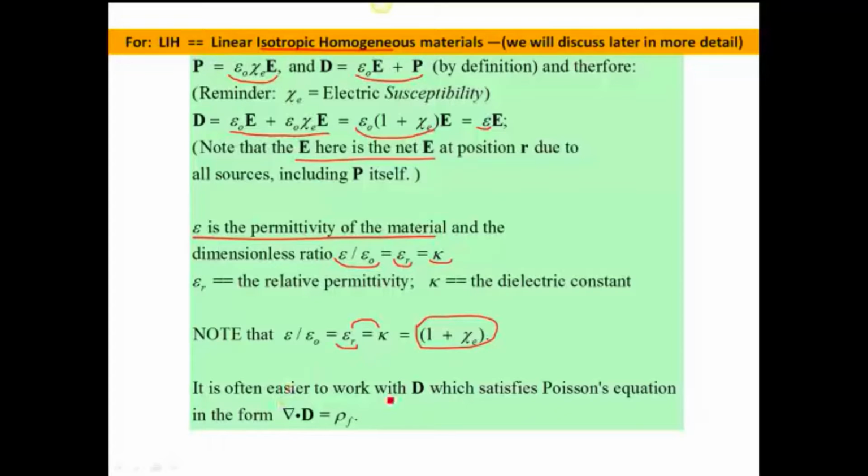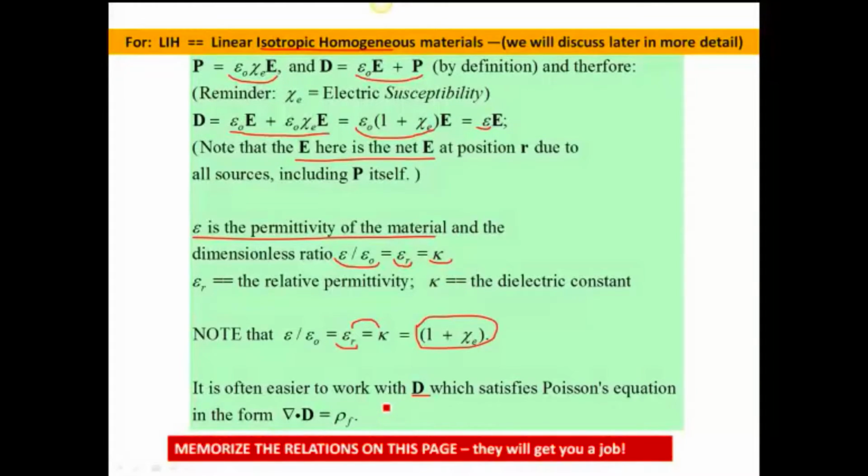It's often easier to work with a capital D, which satisfies Poisson's equation in the following form. The divergence of D is equal to rho sub F, where this is the bulk free charge density. Realize that if we have surface charge, we can write it in terms of a bulk charge using something like a delta function. These relationships, although they're fairly simple, you've really got to look at them, you've got to play with them, you've got to write them down and memorize the basic relationships that are on this page. And just to motivate you, if you understand what we're doing here, and for the next 1 or 2 sections, you're going to be able to get a job.